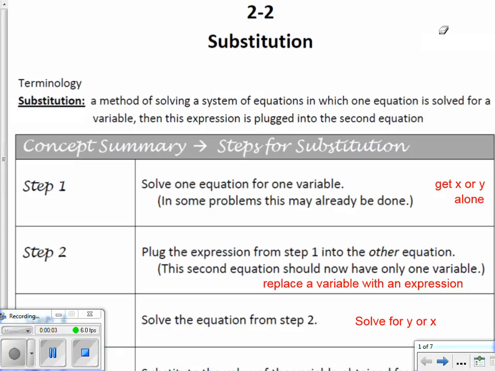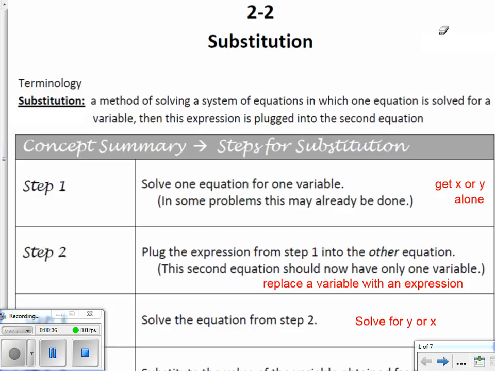All right, for our second video here, our second set, we've got Unit 2, Section 2, which is all about substitution. Substitution being a method of solving a system of equations in which one equation is solved for a variable, then this expression is plugged into the second equation. So we're getting one of our variables all alone, and then in the other equation, replacing that same variable with whatever it equaled in the other one. And you'll see what this looks like as we work through the examples. It's kind of an odd explanation.